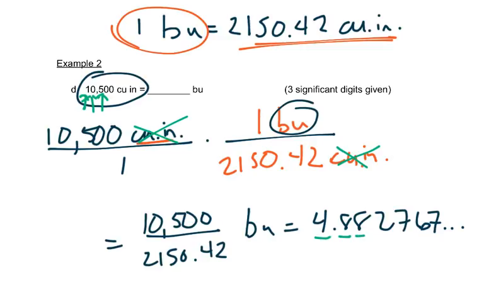So here we want to have 3 significant digits. The number after the 8 is a 2, and that tells us the 8 needs to stay the same. So we have our answer is 4.88 bushels.